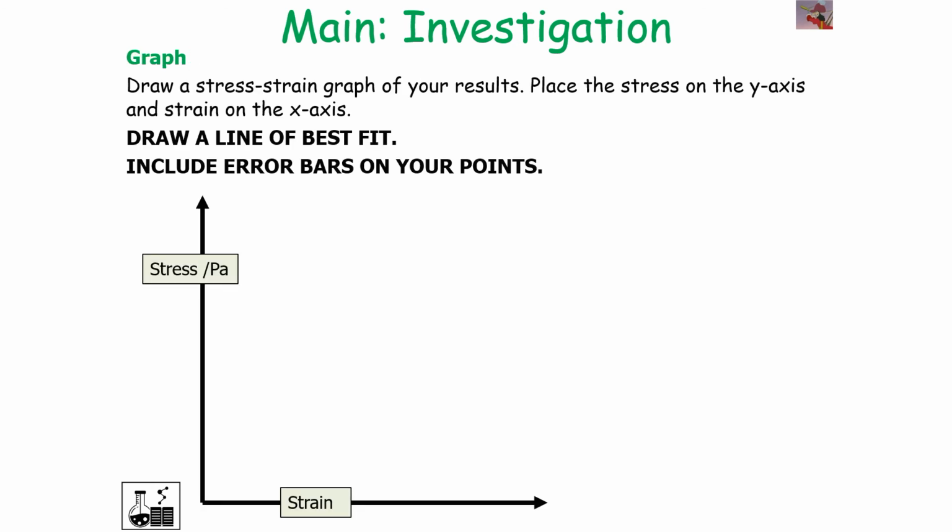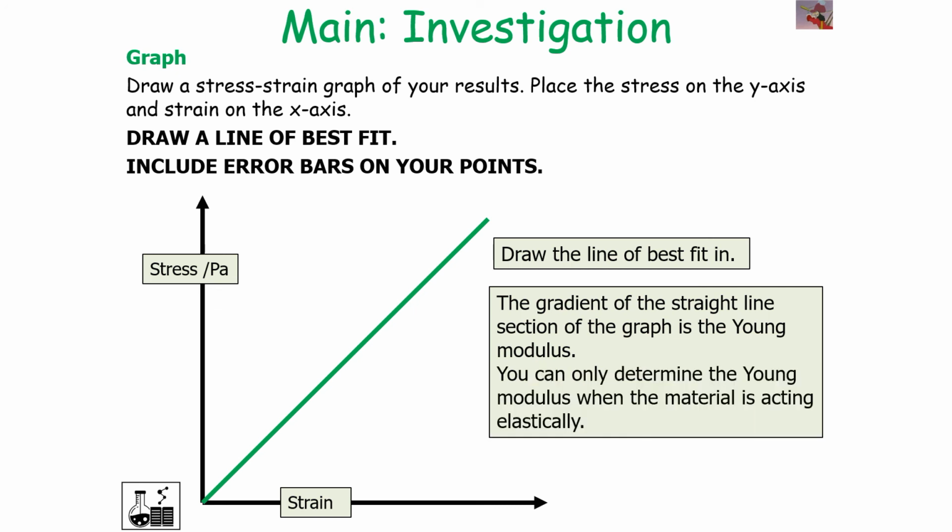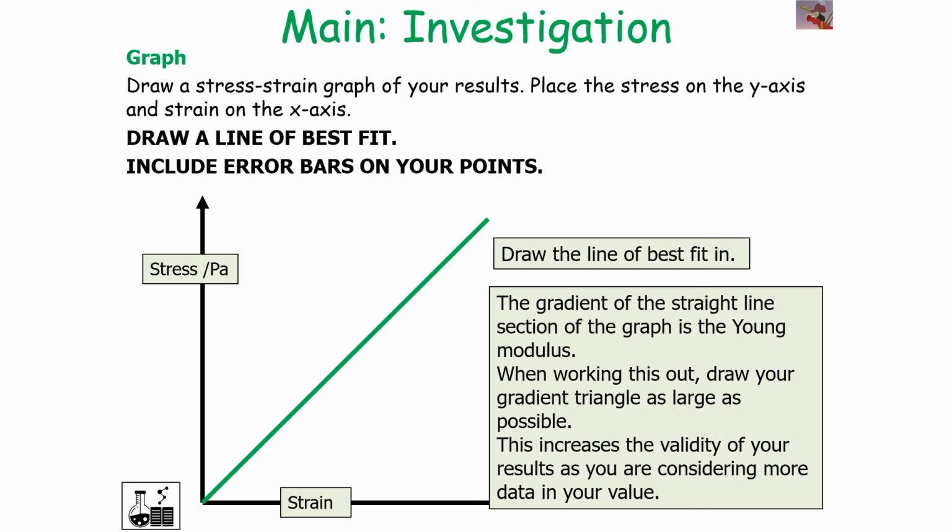You would then draw a stress strain graph of your results, placing the stress value on the y-axis and the strain value on the x-axis. You then draw a line of best fit with error bars on your points, as shown here. The gradient of the straight line section is our Young modulus. Now you can only determine the Young modulus when the material is acting elastically. You can only determine the Young modulus when the material is an elastic potential energy store. Now remember, when working this out, you draw your gradient triangle as large as possible, because this increases the validity of your results as you're considering more data in your value.